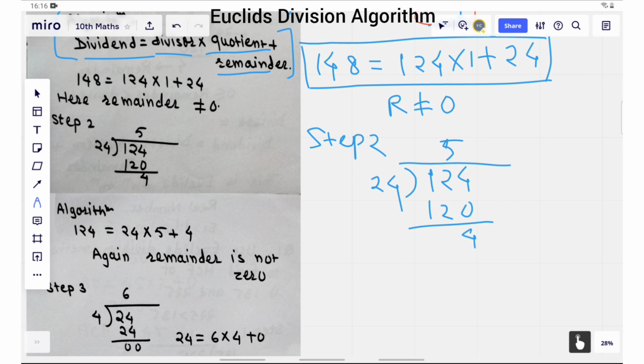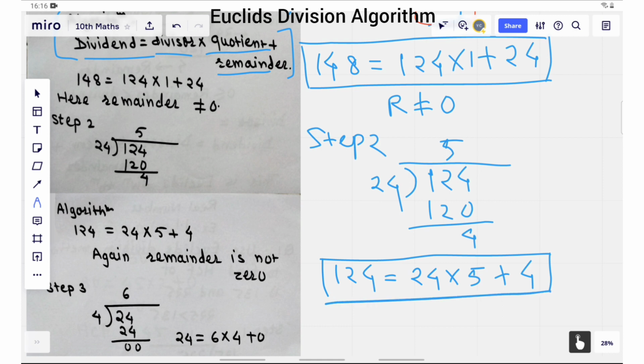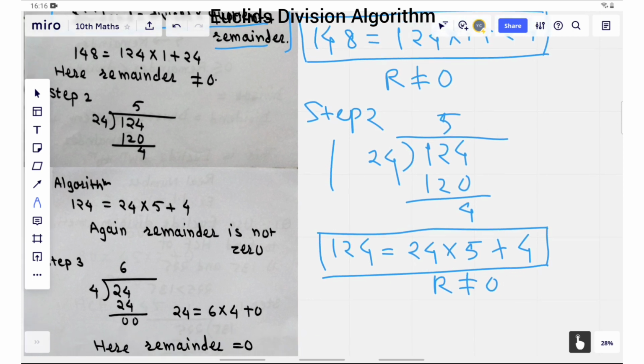Again we have to write the algorithm, that is dividend is 124, dividend is equal to divisor into quotient plus remainder is again 4. And here also we find that remainder is not equal to 0. If remainder is not 0, then we have to move to the next step, and the next step is step 3.